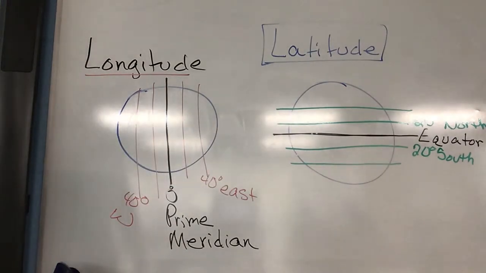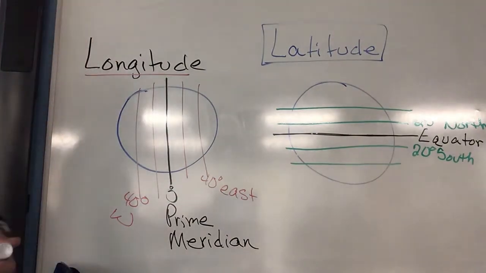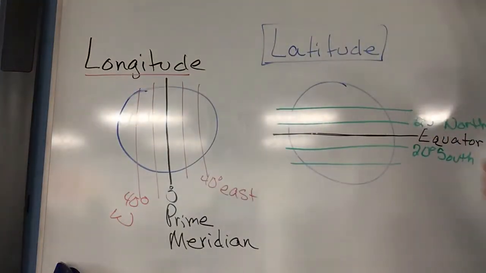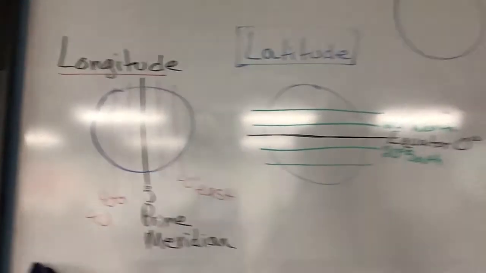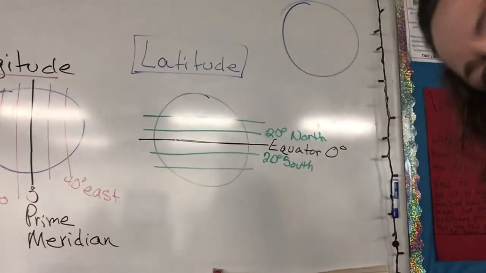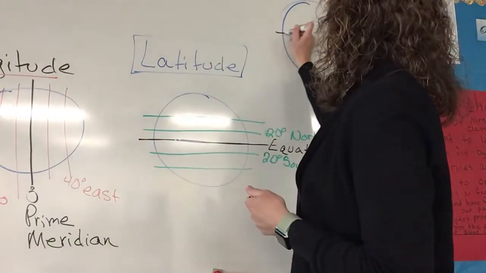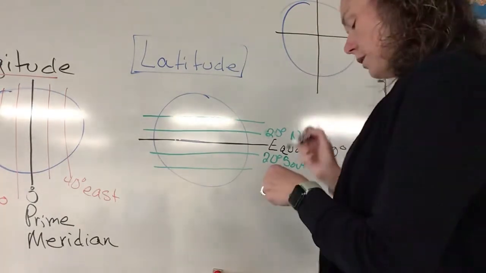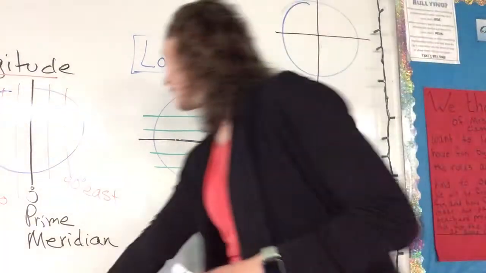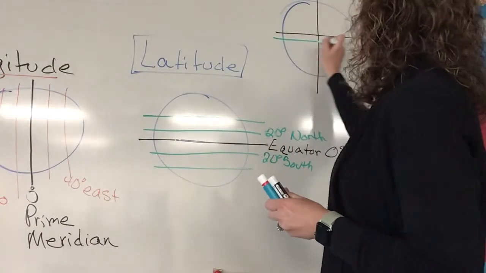Oh, this is where I need more board space. I'm going to go way up here at the top. I'm going to move this so they can see. There we go. Hang on. So here's my equator. There's my prime meridian, right? That looks like a plus. It does. And then I'm going to take here and keep our latitude lines green.